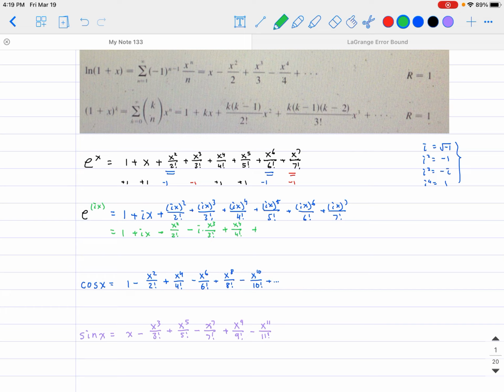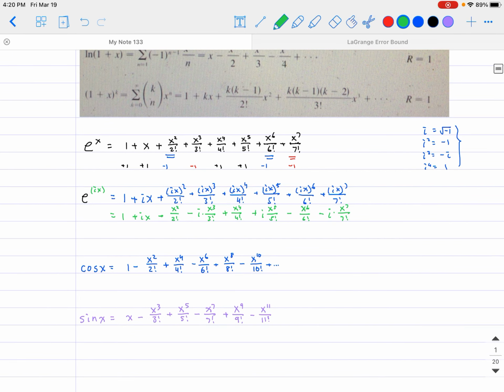And then for the fifth, it's going to be i times x to the fifth divided by 5 factorial. And then we have minus, oh sorry, there's no i. So that's just going to be negative x to the 6th divided by 6 factorial, because i to the 6th is -1. And just to do one more term, i to the 7th becomes negative i multiplied by x to the 7th divided by 7 factorial. Okay, so there you go.